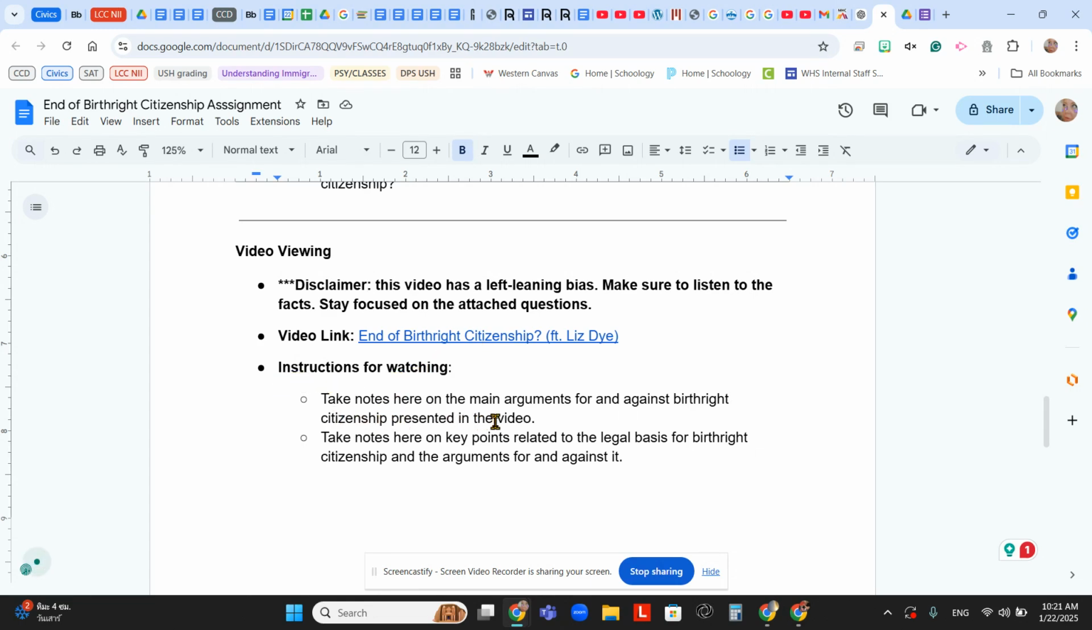But instructions for watching, take notes here, right here, on the main arguments for and against birthright citizenship that's presented in the video, and then take notes on any key points related to the legal basis for birthright citizenship and the arguments for and against it. So again, we're looking at any main arguments and the legal basis for those arguments. Okay, so yes, birthright citizenship, no birthright citizenship, and why, and then what legal basis, 14th Amendment, what laws, what court cases. They mention a couple of them, so make sure that you are taking notes on any court cases, laws, any legal basis for those arguments for and against, and then of course what those arguments are.